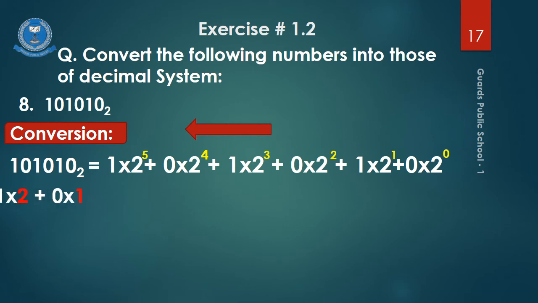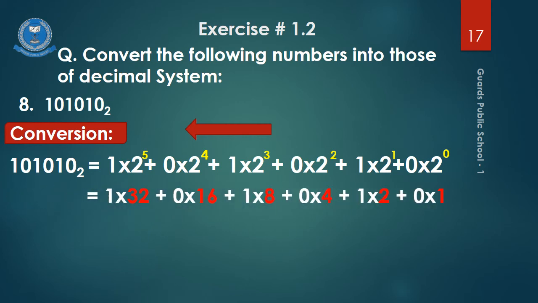The next step is to solve exponent. Tell me 2 exponent 0. Yes, it is equals to 1. 2 exponent 1 is 2. 2 exponent 2 means 2 multiplied by 2. It is equals to 4. 2 exponent 3 means 2 multiplied by 2 multiplied by 2, 2 multiplied by 2 3 times. 2 multiplied by 2 is 4 and 4 multiplied by 2 is 8. Means 2 exponent 3 is 8.